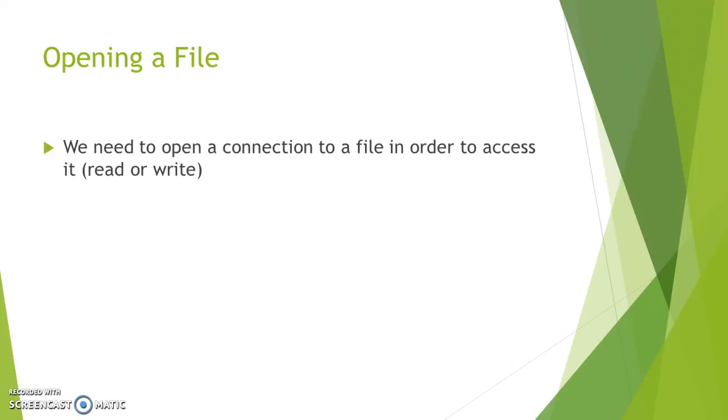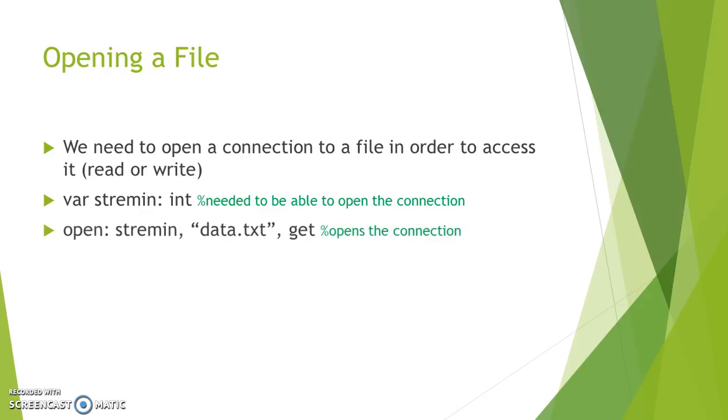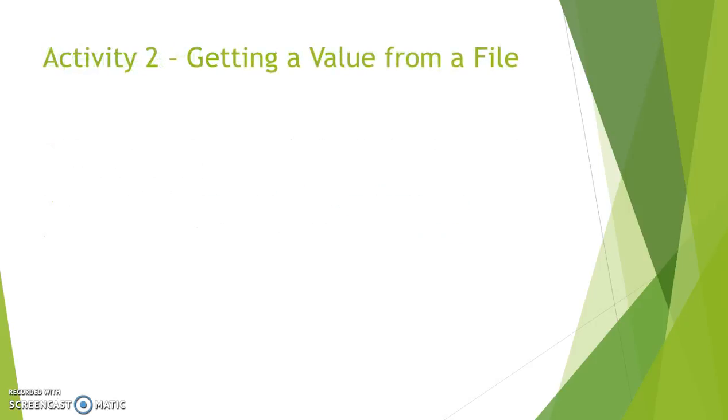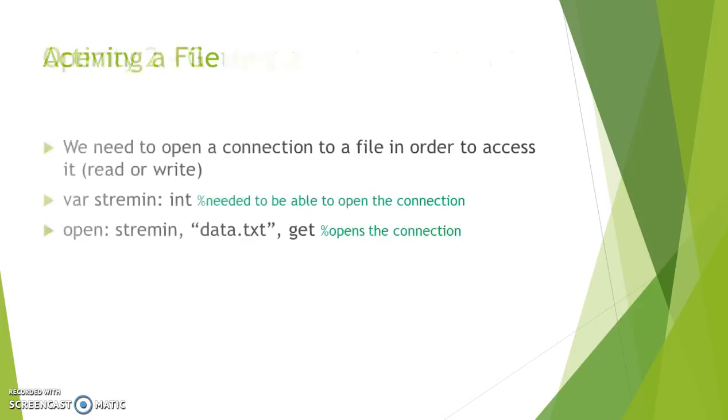Now let's illustrate these in a bit more detail. So we open a connection to the file in order to access it. And again, we need to be able to declare a variable before we start. So we can open, in this case, open our file that's data.txt, and then we can get a given value from this. And this opens the connection.